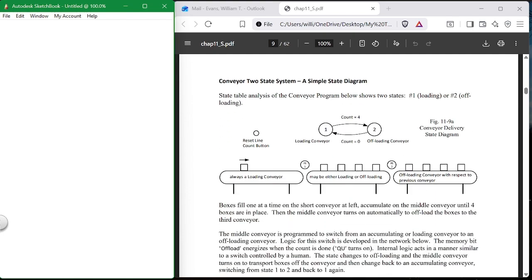Here is a state diagram where you have a loading conveyor, and then when you get full, it becomes an offloading conveyor. So it's either one or the other. It can't be both. Now you say, well, it can be. It's very difficult if you try to flip it back and forth between being a loading and an unloading conveyor when you still have boxes on it. To simplify a process, you always try to make it as simple as possible. You try to make this either a loading conveyor or an offloading conveyor, and you don't try to mix the two.